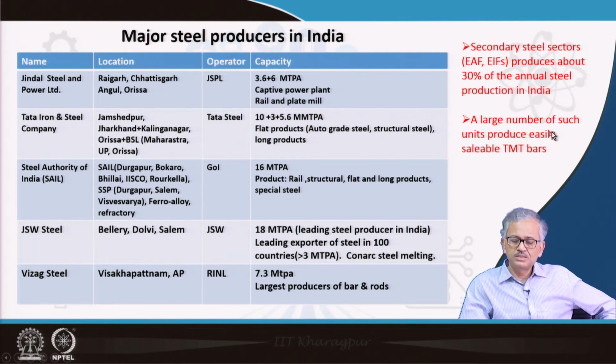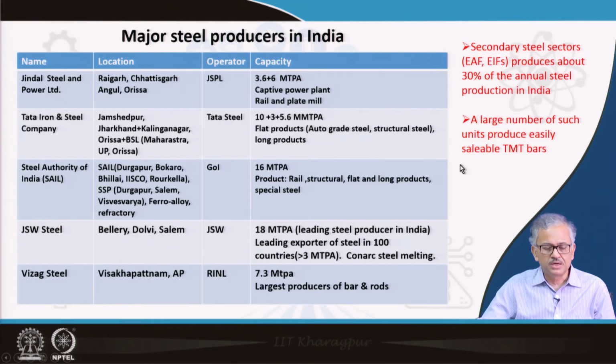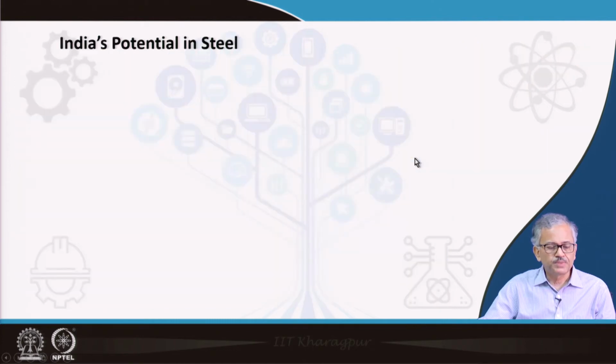And a large number of such units produce easily sellable TMT bars, for which you know a lot of advertisement is there. So they produce TMT bars, and this secondary steel, around 30% of steel, is produced by electric arc furnaces and induction furnaces. Okay. So this is the scenario of steel production in India. This is the total scenario. And India's potential in steel.